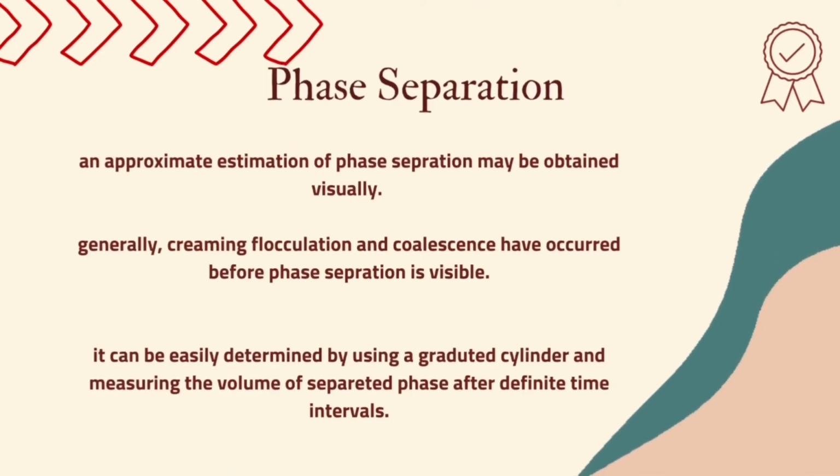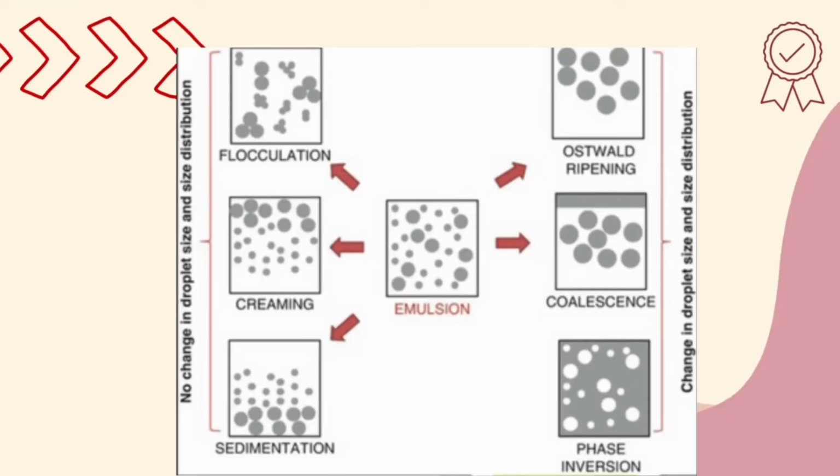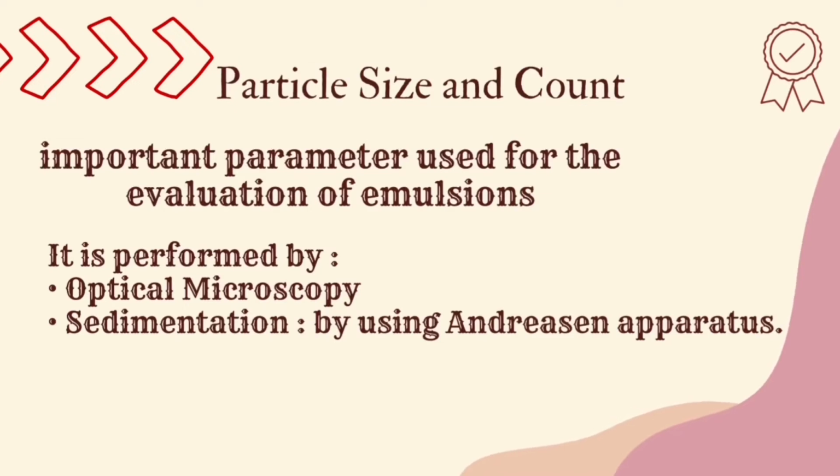Phase separation is one of the most important parameters to be measured for the emulsions. It can be easily determined by using a graduated cylinder and measuring the volume of the separated phase after a time interval. This picture here shows different types of phase separation that can occur in the emulsions.